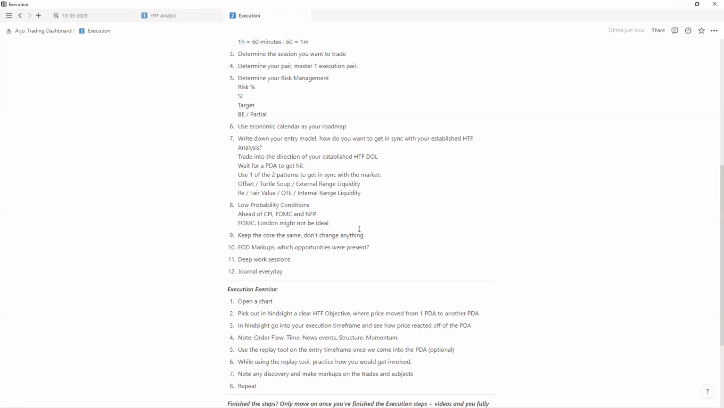Keep the core the same. So for me, the core is my high time frame analysis, that routine of how I get to my high time frame analysis. And then my entry model is also the core. So the order flow. I'm very good at reading order flow. So for me, the high time frame analysis routine and my entry model, the order flow, is my core. I'm not changing anything. I'm not going to use new week opening gaps. I'm not going to use Fibonacci things. I'm keeping it simple and not changing anything. And the only thing that I will study is the core.